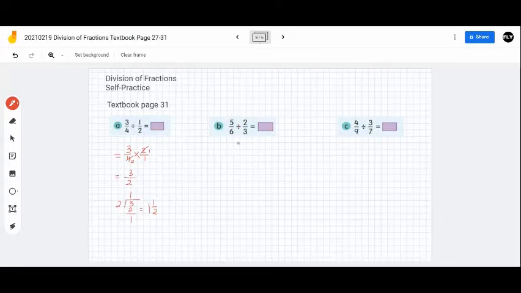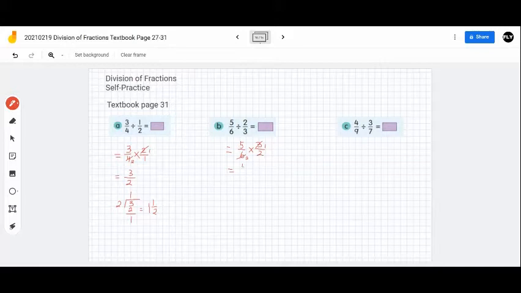Look at B. Okay, same thing happened to B. 5 over 6. Change the operation. Divide to multiply, and inverse 2 over 3 to 3 over 2. Okay, next thing you have to see is, can it be simplified? Yes, there is a number that you can simplify. 3 and 6. 3 times 1 is 3. 3 times 2 is 6. 5. So this is the simplest form.